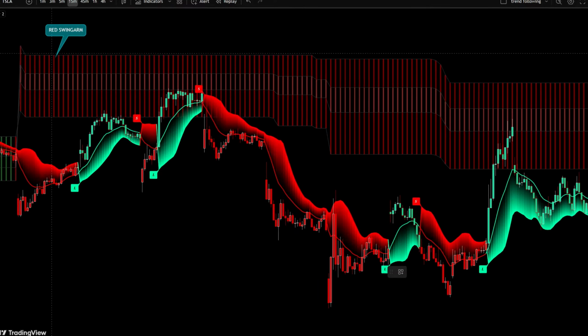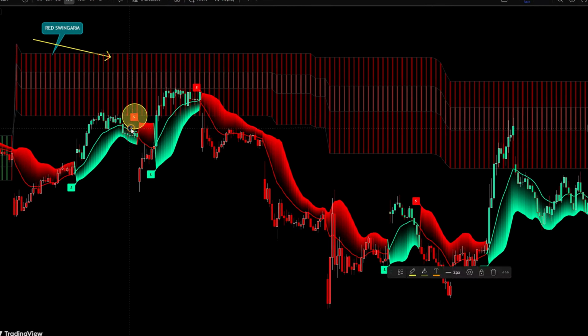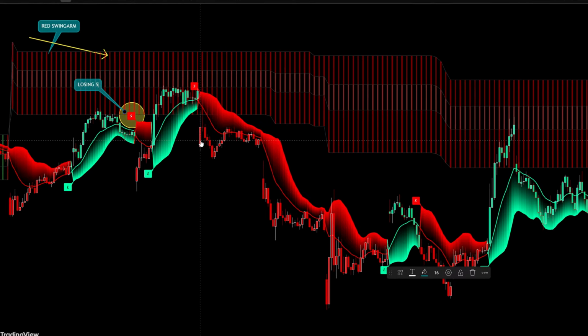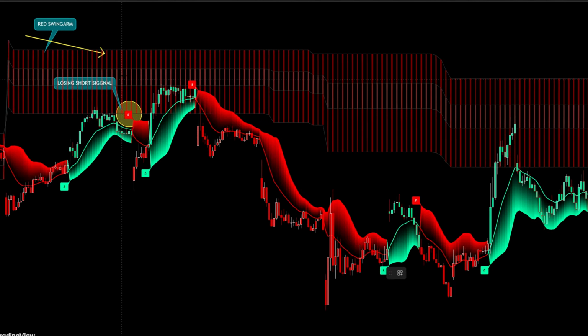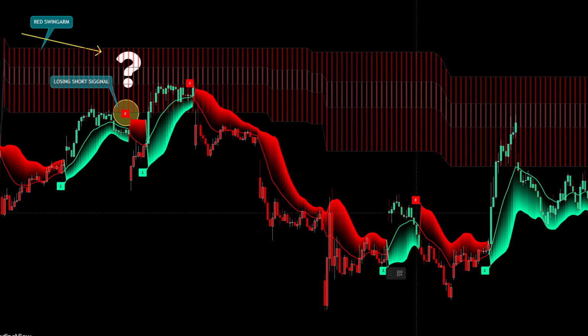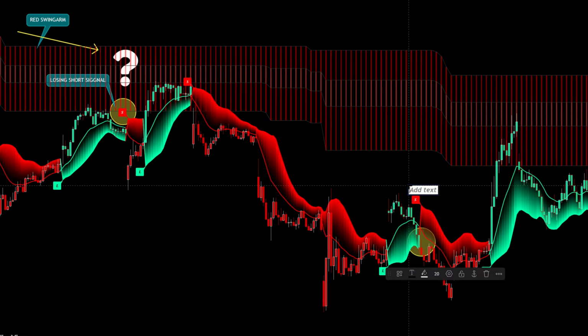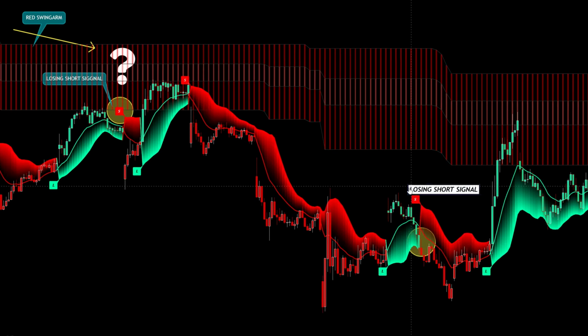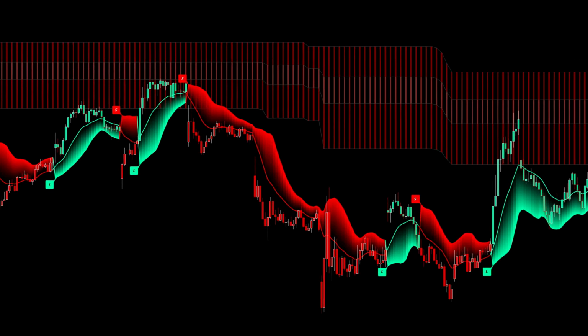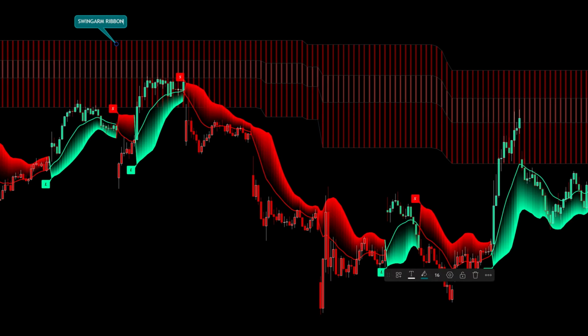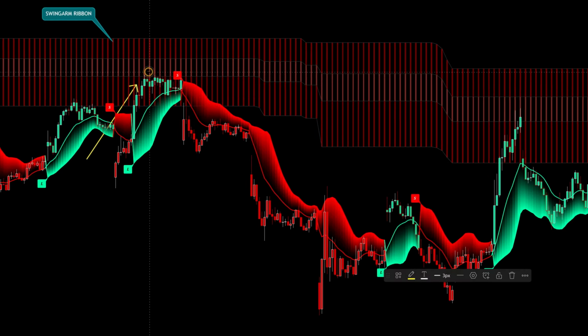Red ribbon, focus only on sell signals. Wait for price to pull back into the ribbon. That's your premium zone in a downtrend. Once a new short signal prints, that's your entry. A stop above the last swing high, target using the same method. The structure remains identical, just mirror it for bearish conditions.